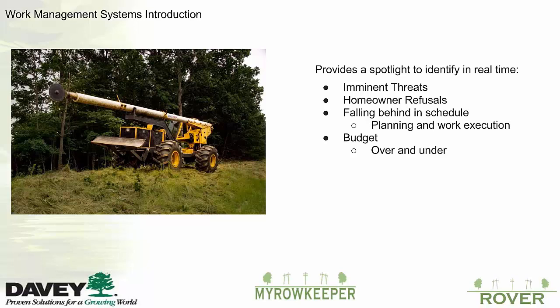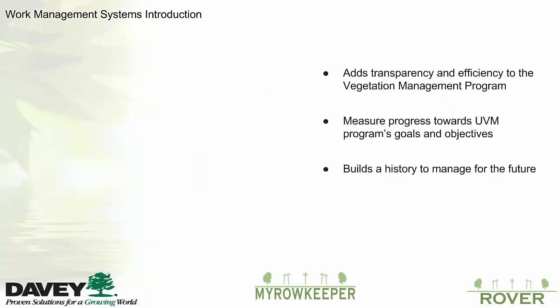Well, having that refusal process quickly identified and highlighted means we can work towards getting that permission. It can also help identify whether you're falling behind in your schedule, whether that be the planning schedule or the execution of the work that was identified. And then finally, budget reporting, and not just whether you're running over budget, but are you running under budget? Those are some of the advantages that a work management system can help you identify in real time rather than months too late.